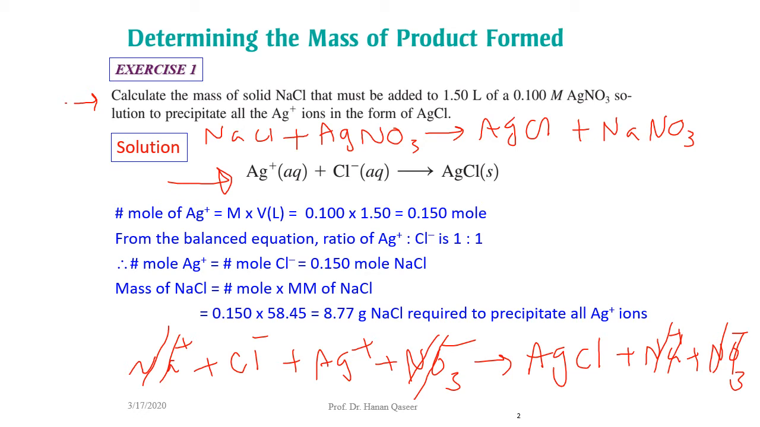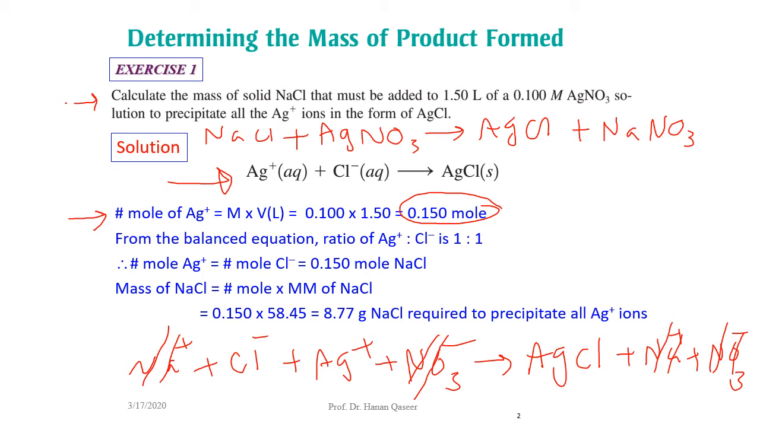Now, how can we calculate the number of moles of silver ion? We have the volume and the molarity of silver nitrate. By applying this equation, number of moles of silver ion is equal to molarity of silver nitrate multiplied by its volume of the solution. This will give us 0.150 mole.